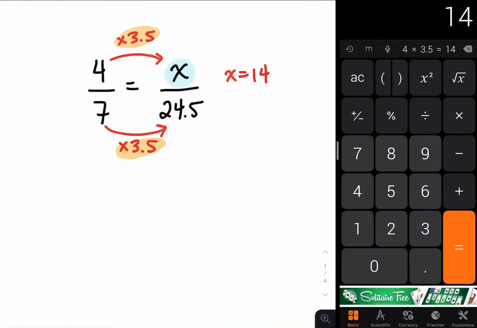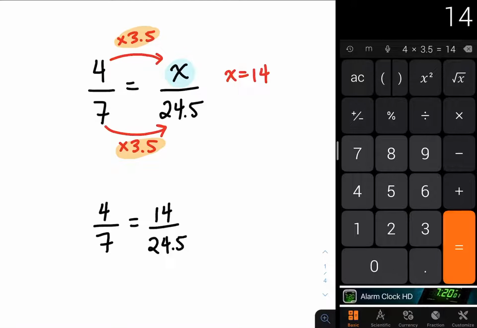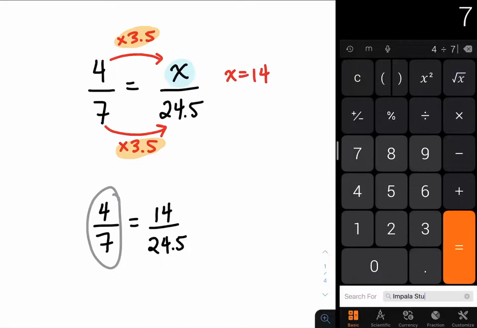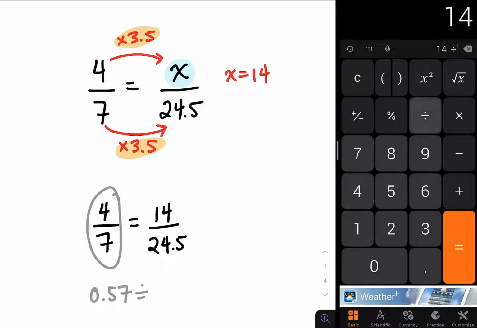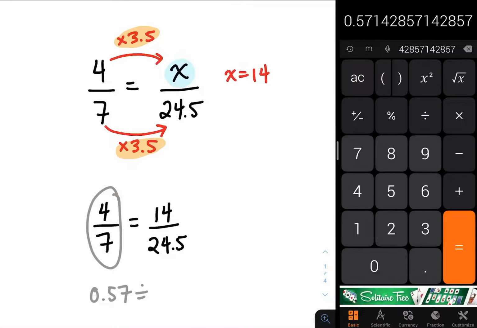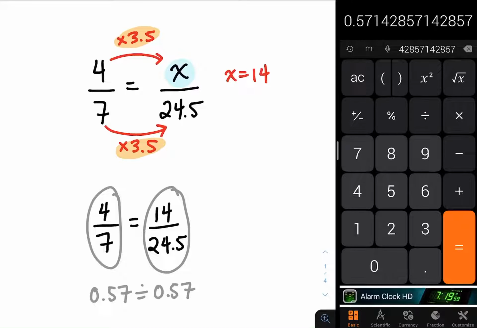Let me see how I can check my answer. So what we think is that 4 over 7 is equal to 14 over 24.5. Here's how we can check it. If you remember, we did this in class. 4 divided by 7 has a value. That ratio has a value of about 0.57. Okay? And 14 divided by 24.5 has a value of the same thing. Okay? So because I can see that these two expressions have equal value, then I know they must be equal, and x really must be 14. Okay? So that question is done.